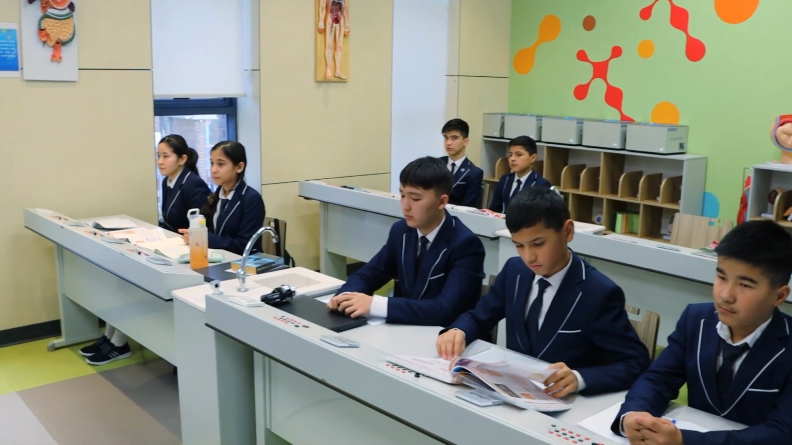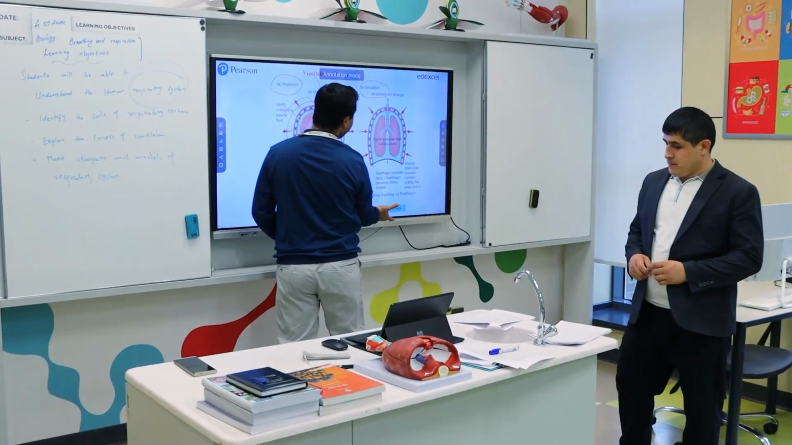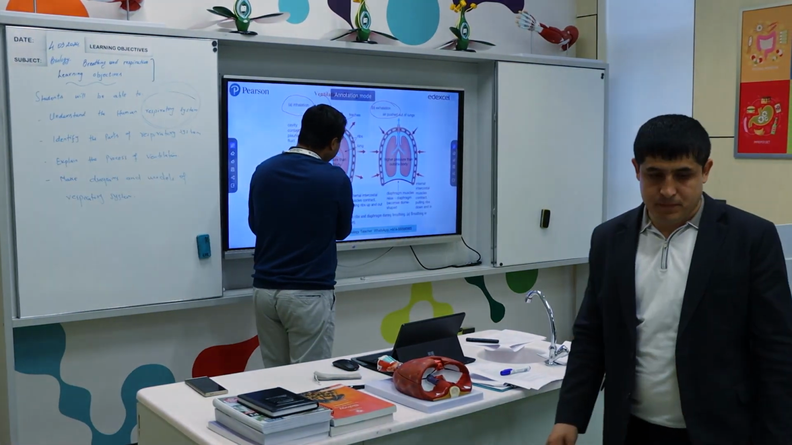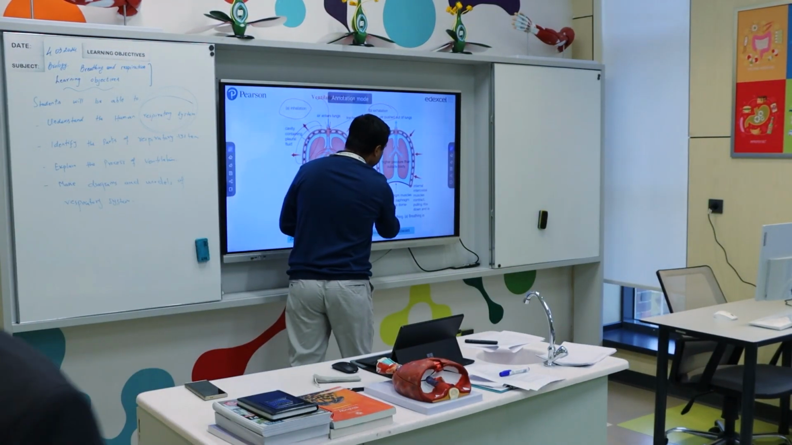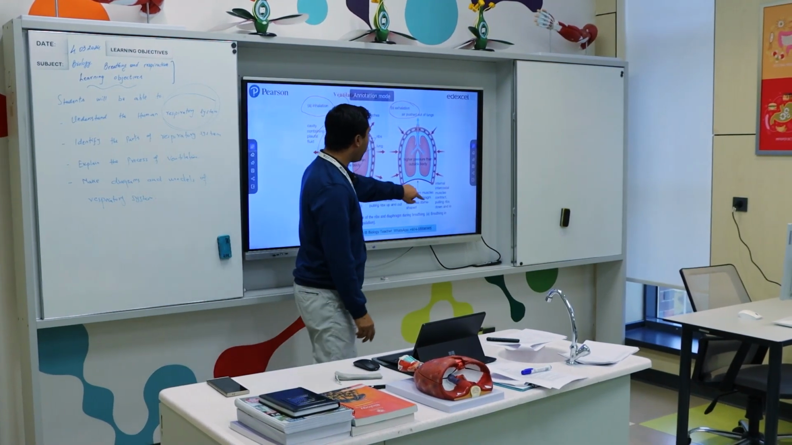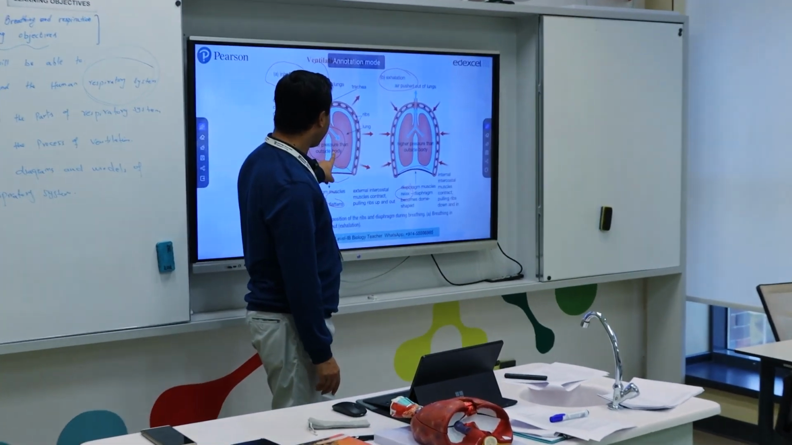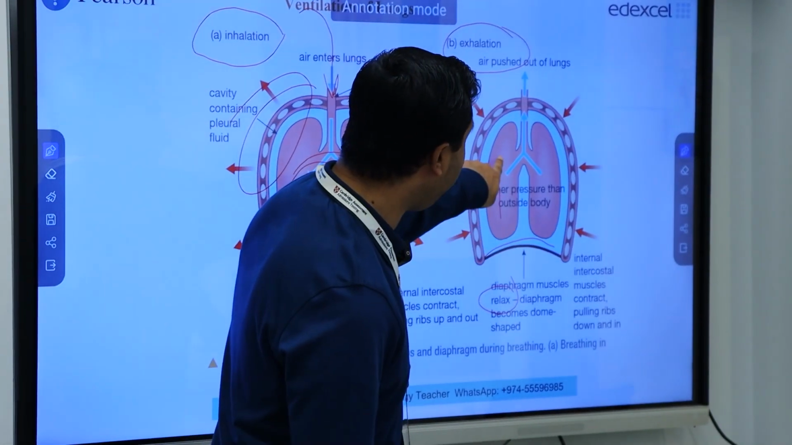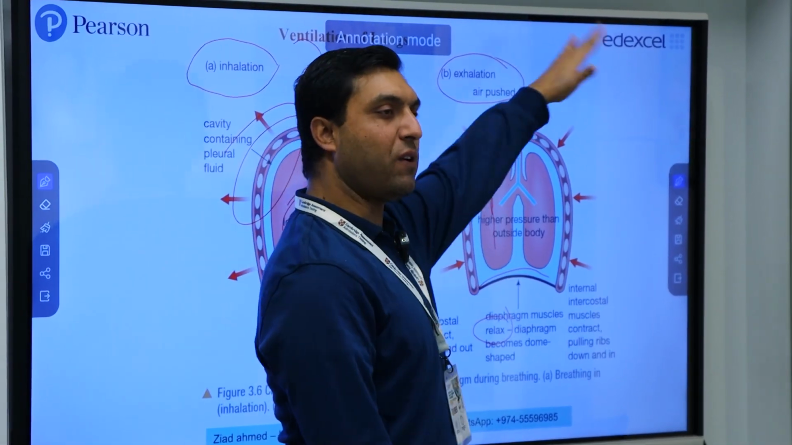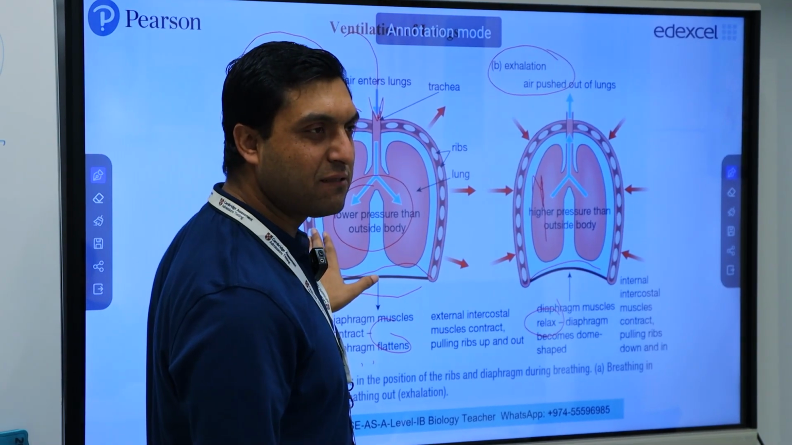So as you know, now you know what happened in exhalation. You wrote already that it is opposite to inhalation. So here our diaphragm muscles were contracted, so here they are relaxed. Before your diaphragm was flat shape, now it became dome shape. Before the pressure was low inside, now the pressure is high inside. Before the air was coming into the body, now the air goes out from the body. Before the intercostal muscles were contracted, now they are relaxed.